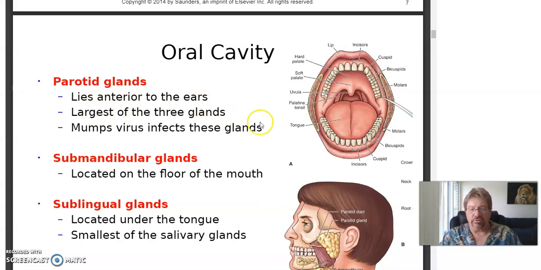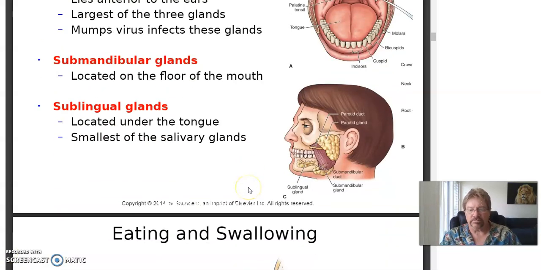Parotid glands, again, here's the salivary glands. Lies anterior to the ears, largest of the 3 glands. Mumps virus affects these glands. Submandibular, located on the floor of the mouth. Sublingual, located under the tongue. This is the smallest.